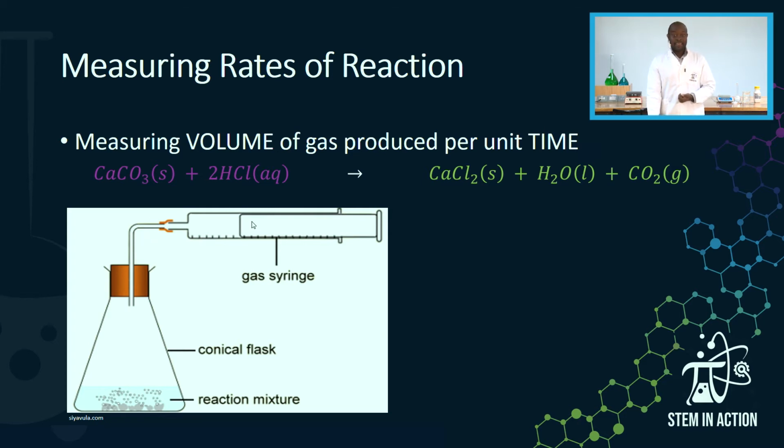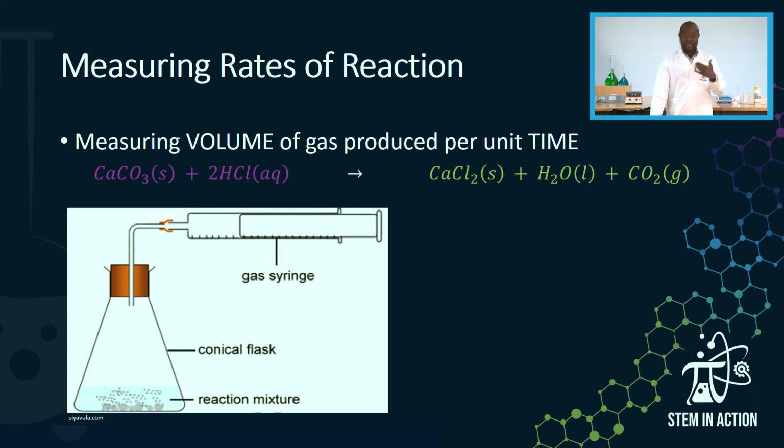And when the reaction begins, we are going to be having our reaction mixture here. So it means that we'll be having our calcium carbonate, which is a solid, and our hydrochloric acid, which is an aqueous liquid. Before the reaction starts, there will not be any gas produced. So our syringe is going to be right here at mark 0.